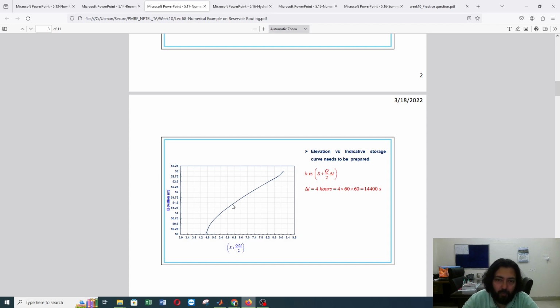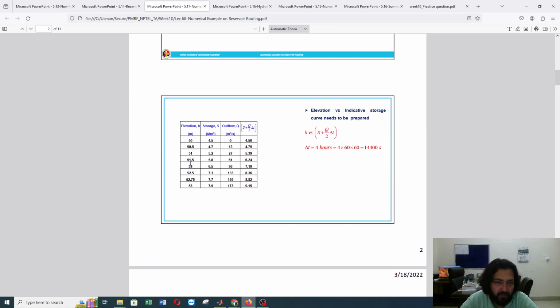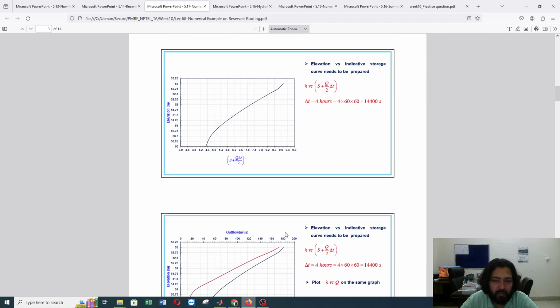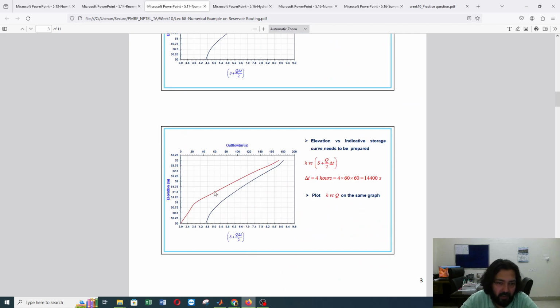The second step is to plot H versus the outflow. We know the value of H, that is the first column, and we know the value of outflow, that is the third column. So we are going to plot H versus Q as our second step. The red curve here indicates the H versus outflow curve, right? The outflow value is on the top x-axis and the bottom x-axis represents the storage indicator term, right? So we have H versus Q, and also H versus the storage indicator term.